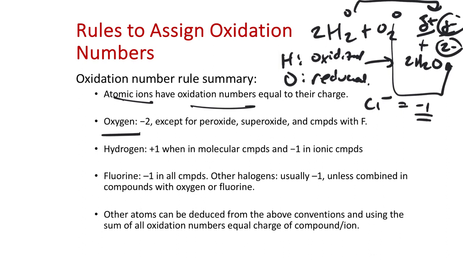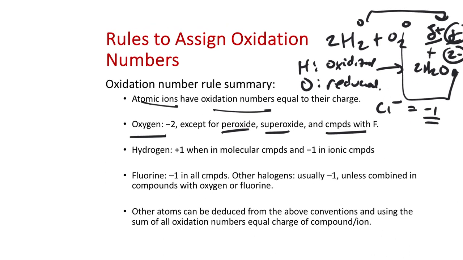Oxygen has the rule that it's -2, except in the case of peroxides and superoxides, and also compounds with fluorine. Fluorine is -1 in all compounds, and so other atoms will adjust their charge to keep F as -1. So let's go through O and F's rules real quick with a couple of examples. The next slide has a bunch of examples, but I want to see some now.